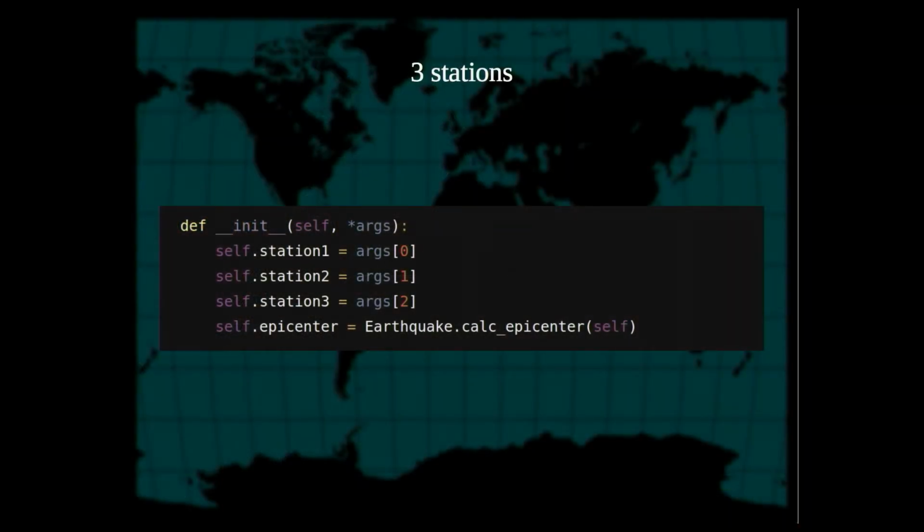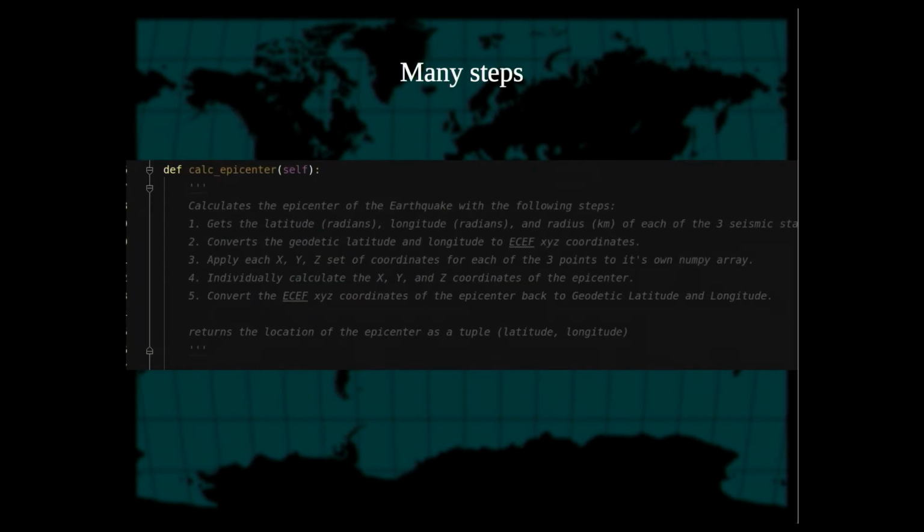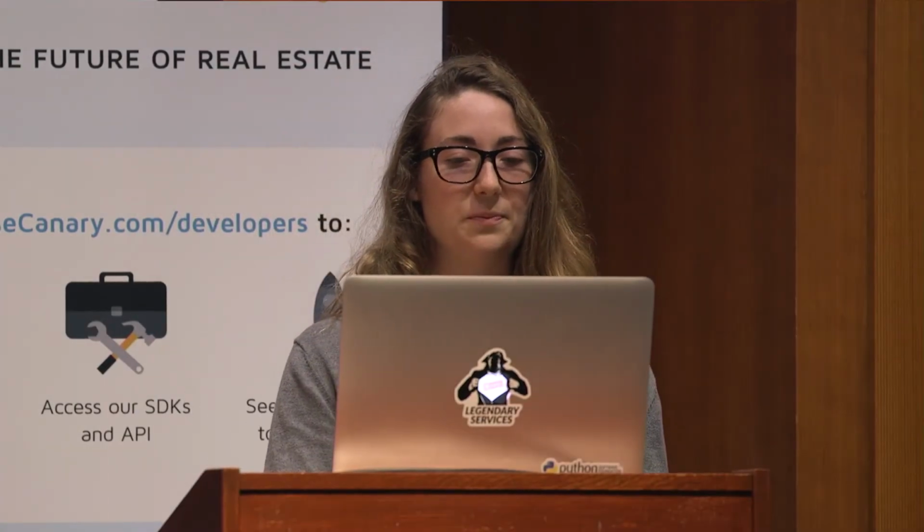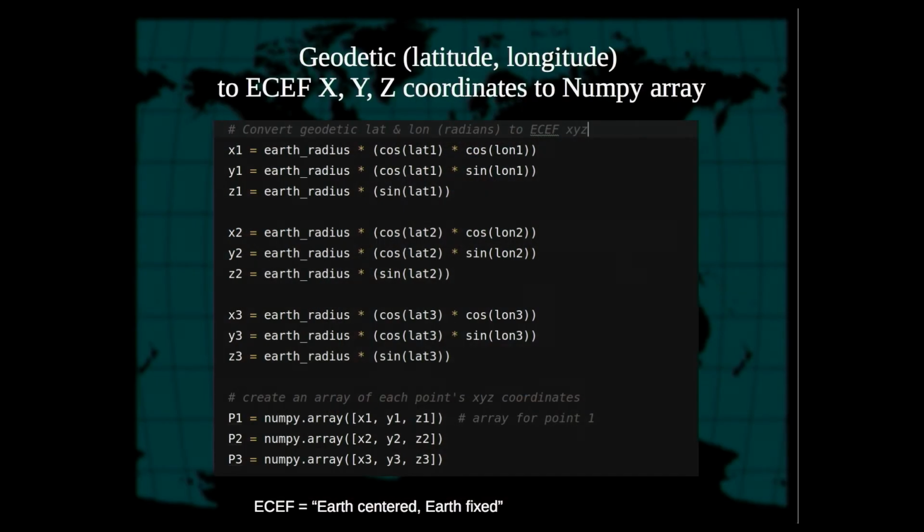So first off, I have 3 stations. I'm actually going to be skipping a few steps just because I had to narrow this down. But first, I have 3 stations, and this is just my docstring with all of the steps that are going to be in calculating the epicenter, which I've kind of outlined. And then I take in some latitude and longitude coordinates and convert those from degrees to radians. And then I convert those latitude and longitude coordinates to ECEF XYZ coordinates, which stands for Earth-centered, Earth-fixed, and put those into a NumPy array.